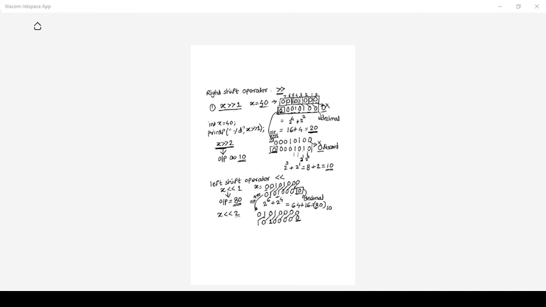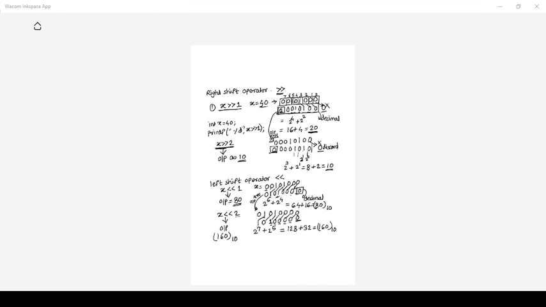Now you can see this is 0, 1, 2, 3, 4, and 5. So 2 raised to 5th position having 1, plus 2 raised to 6, and 2 raised to 7th position having the 1. So we will just use this one. So 2 raised to 7 is 128, and 2 raised to 5 is 32. So we will get 160 as the output for x left shifted by 2.